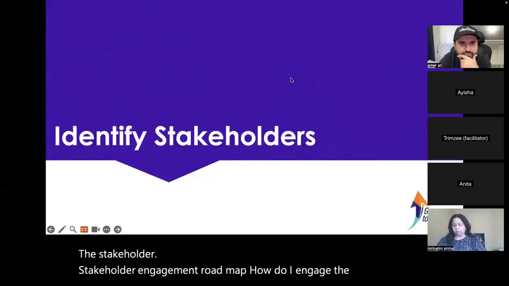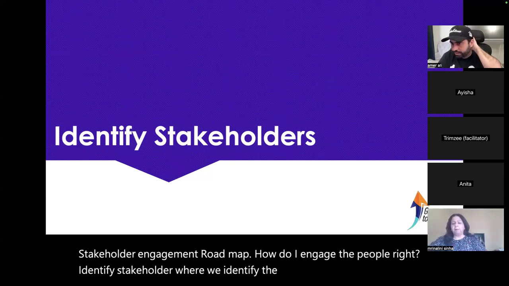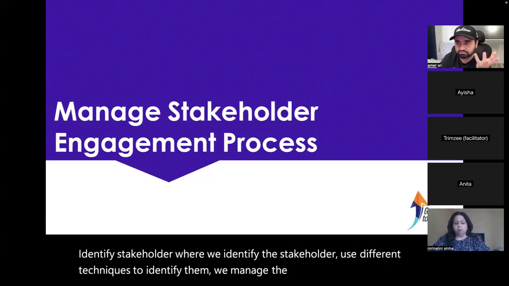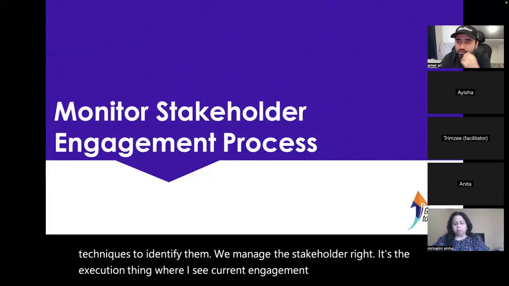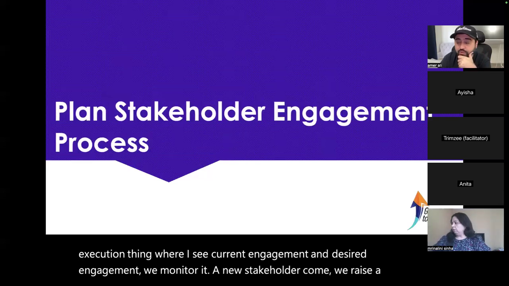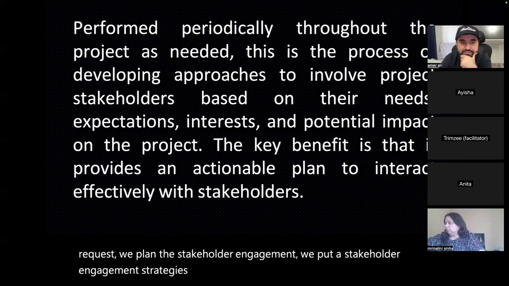Identify stakeholder, where we identify the stakeholders using different techniques. We manage the stakeholder, the execution thing, where I see current engagement and desired engagement. We monitor it. When a new stakeholder comes, we raise a change request. We plan the stakeholder engagement. We put the stakeholder engagement strategies and the stakeholder engagement matrix.